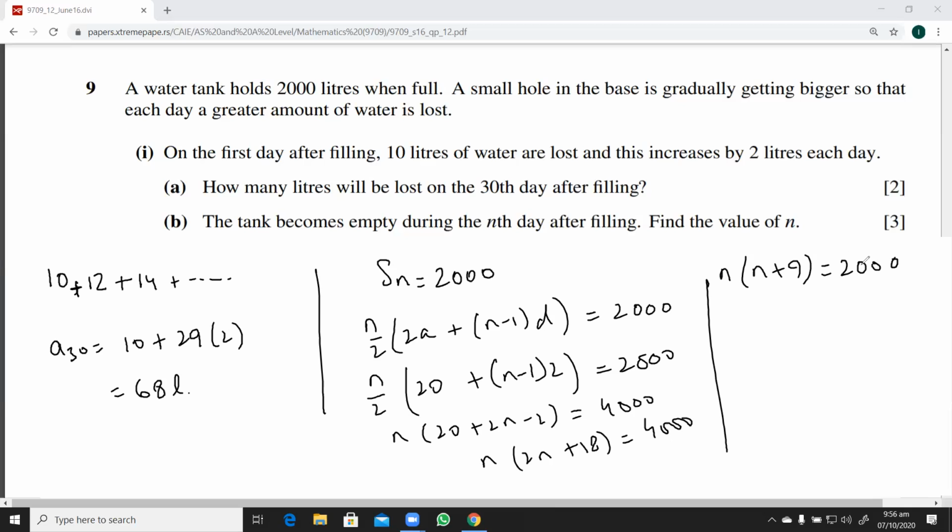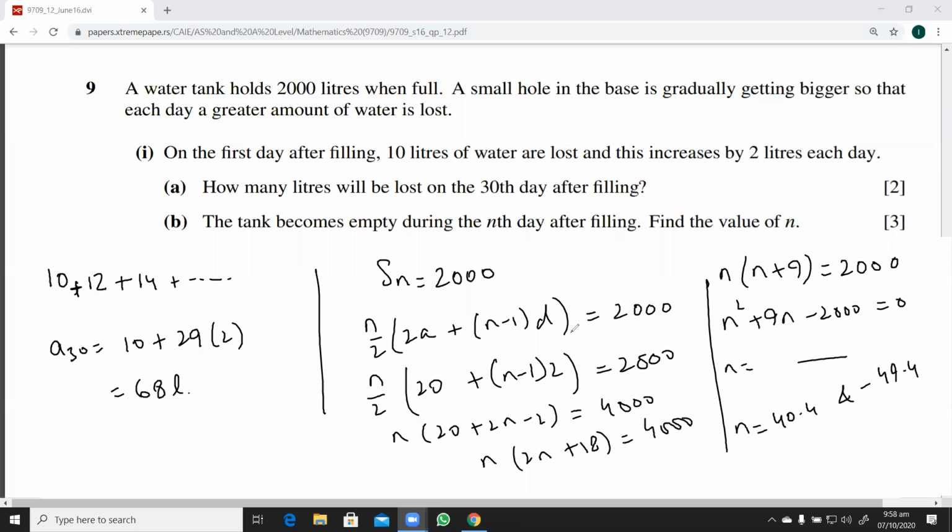Now there is a blunder that the students make at this step. They think that either n is 2000 or n plus 9 is 2000. Can we do that? Please never do that. Whenever you're solving an equation, bring all the terms to one side and write them all equal to 0. So this becomes a quadratic equation: n squared plus 9n minus 2000 equals 0. You apply the quadratic formula here quickly and tell me what are the two values of this n.